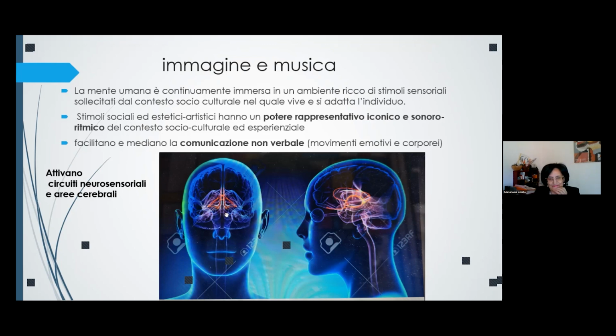Those kind of stimuli inputs, they come from sound and also images that we can experience on daily basis. Those activate our emotion, but also our cognitive processes. Next slide.